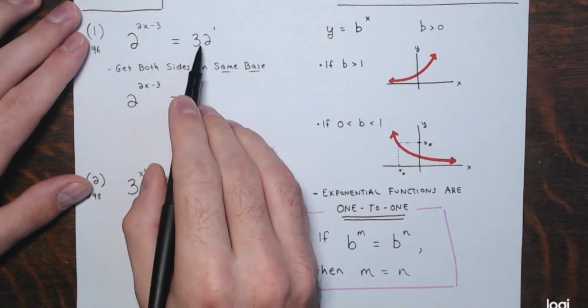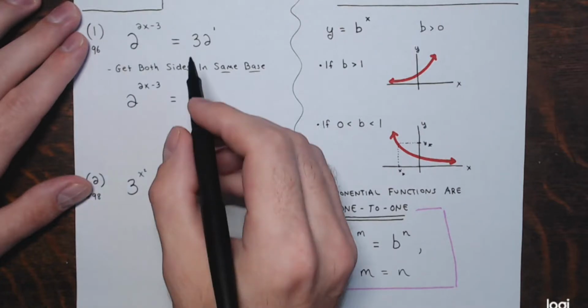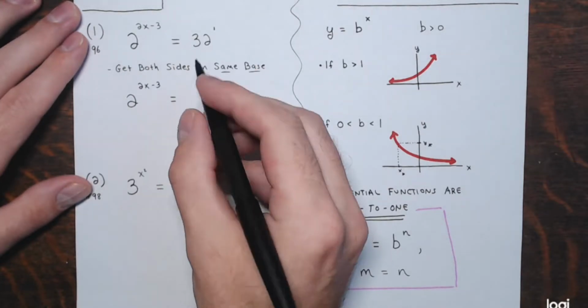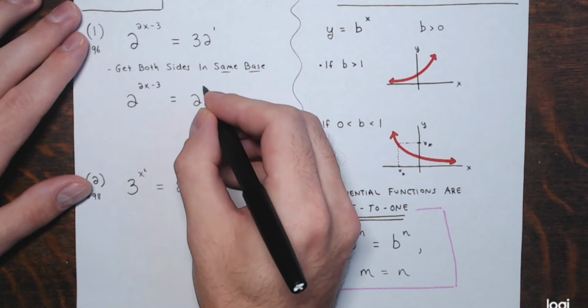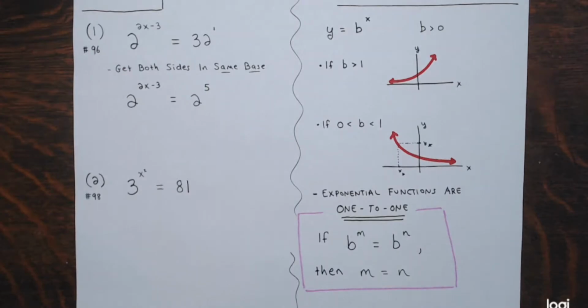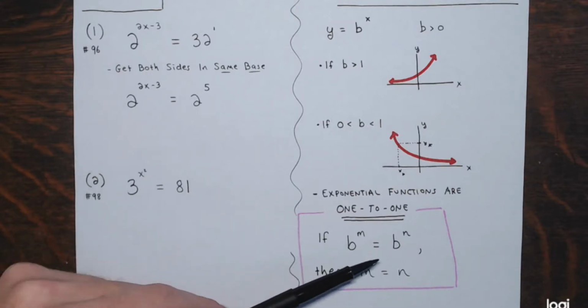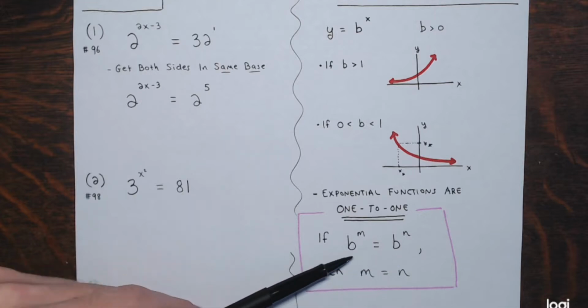The right side, 32, that's 2 to the 5th power. Right? You can check it, 2 times 2 times 2 times 2 times 2. Right? 2 to the 5th power is 32. Now I have an equation of the form of the hypothesis of the one-to-one property.